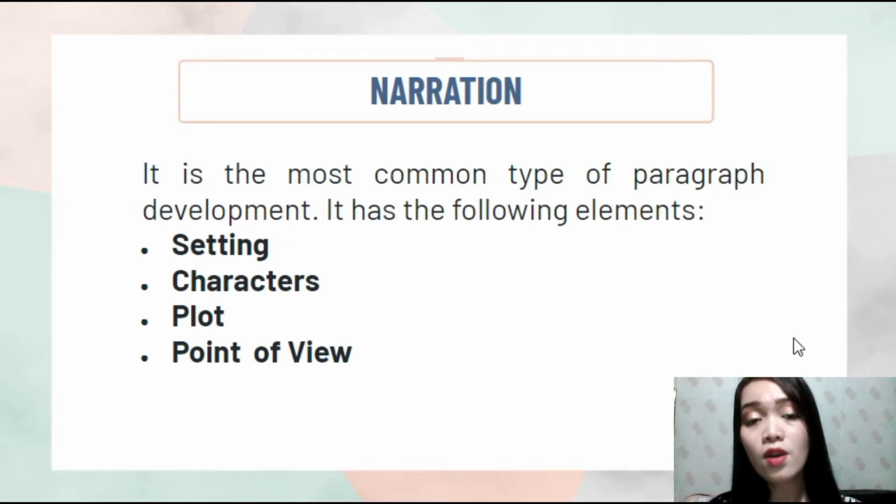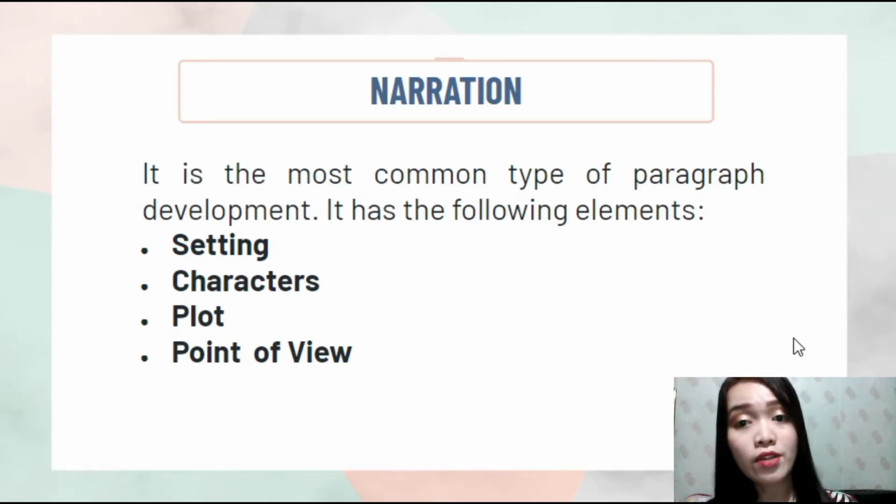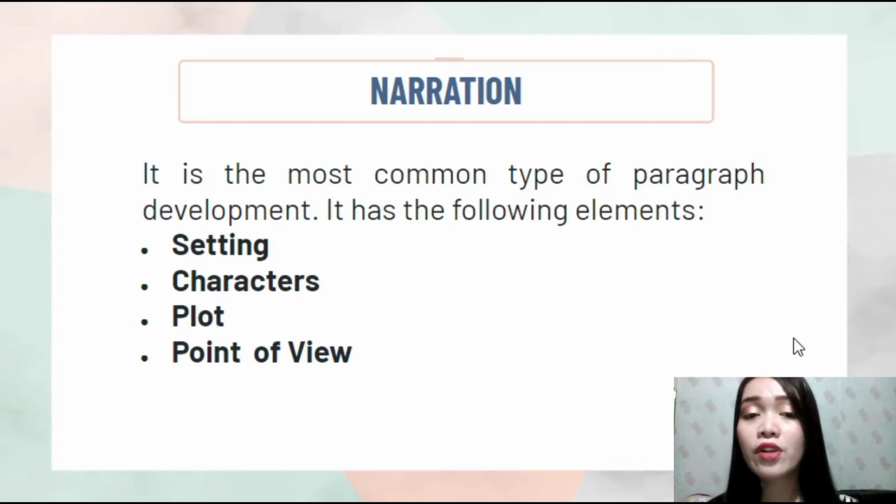We have settings, the time and place. We have characters. They are the life-giving element of the story, or they are the ones who are creating actions. We also have plot, or the sequence of events. We also have point of view, or the perspective that is being used to tell a story.